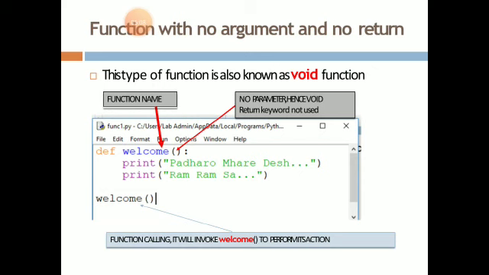So here def welcome, this is the function name, and there are two statements here, and at last I have called the function by its name. So the last line is the calling of the function or invoking of the function. When you call this function and when you run this program, it will display Padhao Maro Desh Ram Ram Sa.